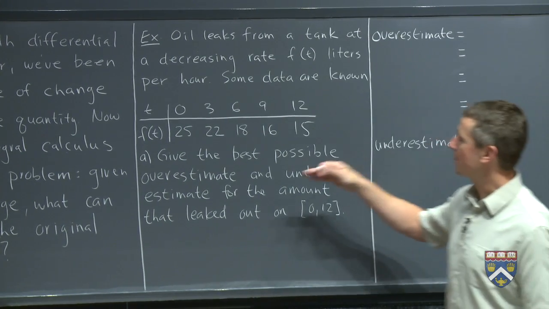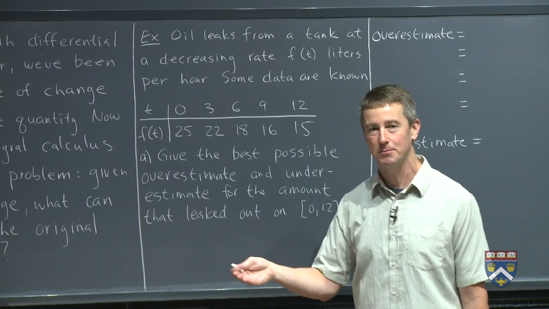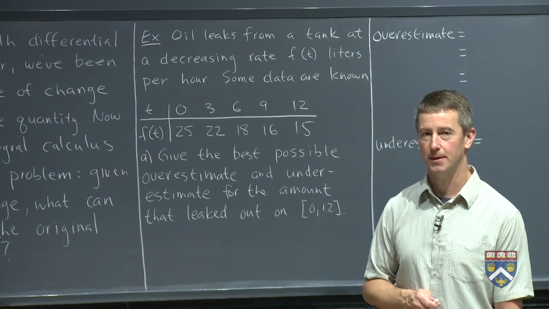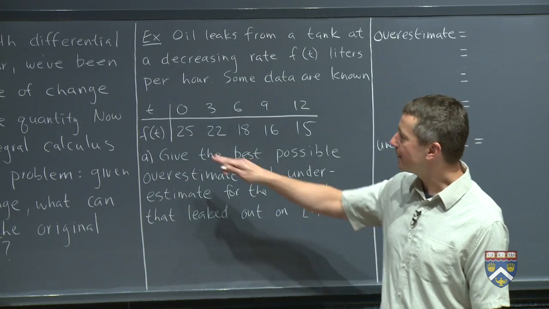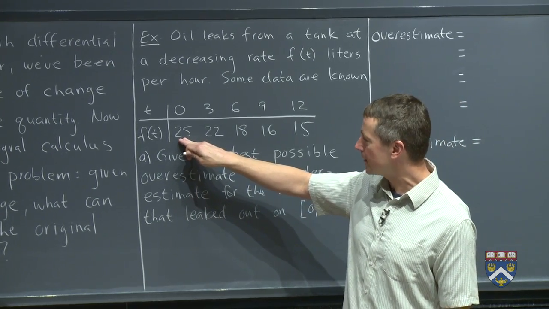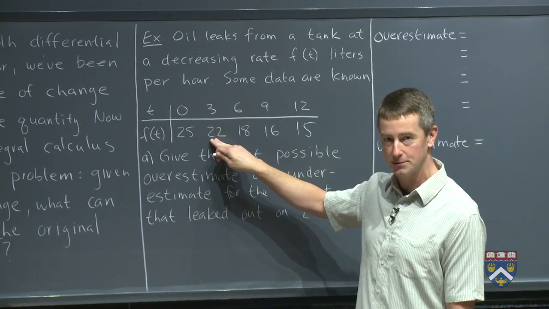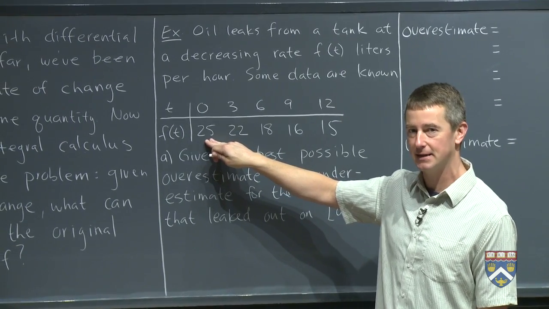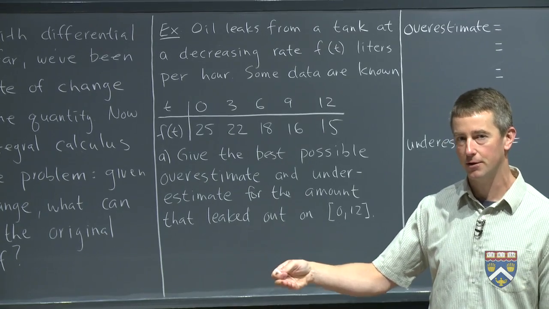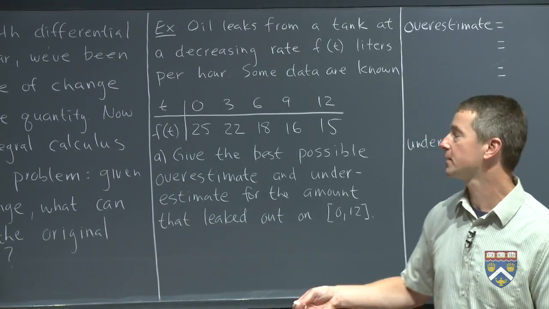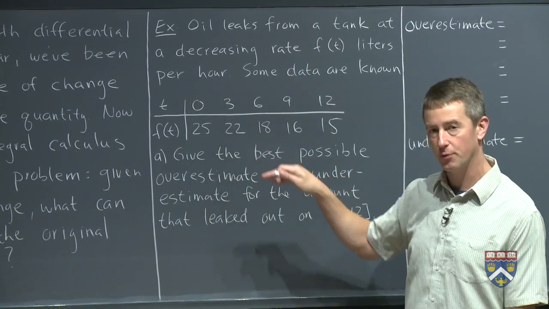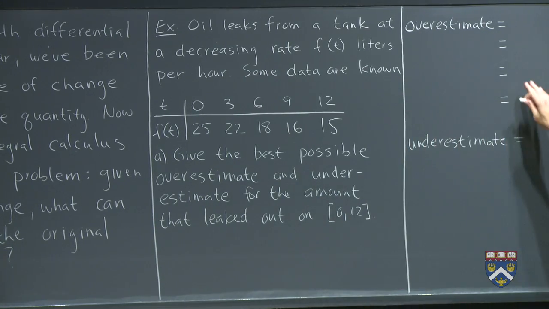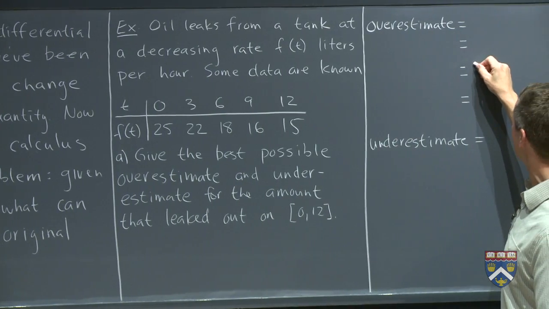So let's look at the first 3 hours. In the first 3 hours, what's the greatest number of liters that could possibly have leaked out? What do you think that would be? We know that the rate was decreasing. So that rate started at 25 liters per hour and went down to 22 liters per hour. If it had stayed 25 liters per hour the entire time, how many gallons would have leaked out? 75 gallons. Because if we go 25 liters per hour for 3 hours, we would get a total of 75. So I'm going to write this right here, what we just did there, 25 times 3.